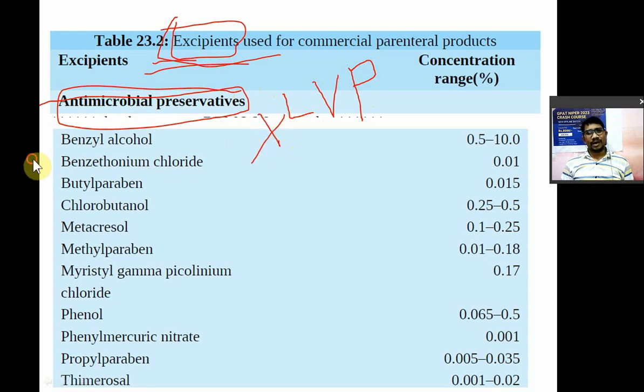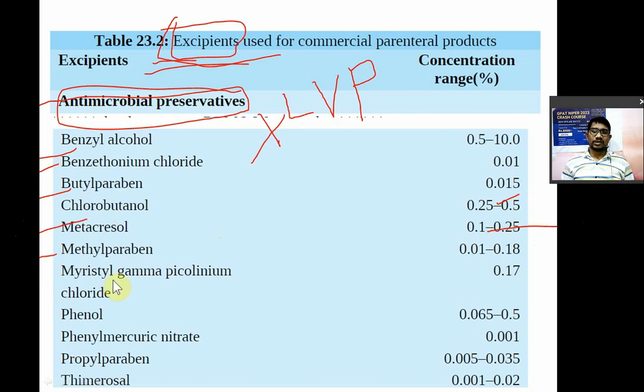Now, benzyl alcohol is used in a 0.5 to 10%. Then benzalkonium chloride 0.01%. Butyl paraben in a 0.15%. Then chlorobutanol 0.25 to 0.5%. Metacresol 0.1 to 0.25%. अपन ये क्यों देख रहे हैं? क्योंकि sometimes they used to ask question on this. Methyl paraben इसके ऊपर आ चुका है.